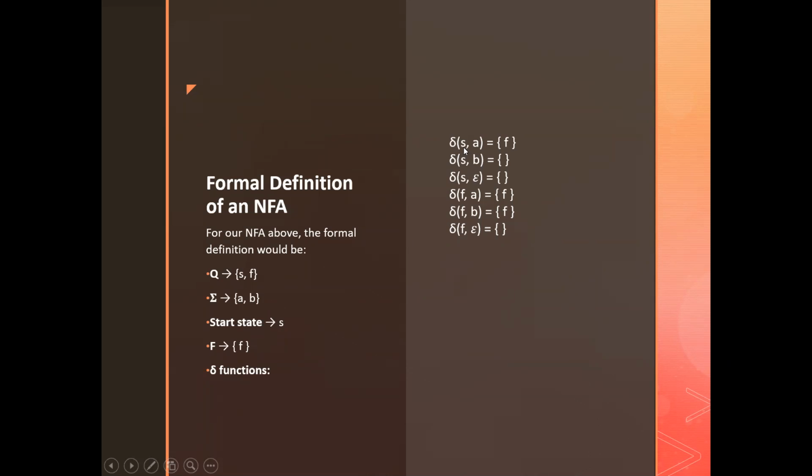When S has input A, it is transiting to F. There is no transition on B from S. There is no transition on epsilon from S. From state F, you can navigate on input symbols A and B, and you are navigating to the same state. And on epsilon, there is no transition.